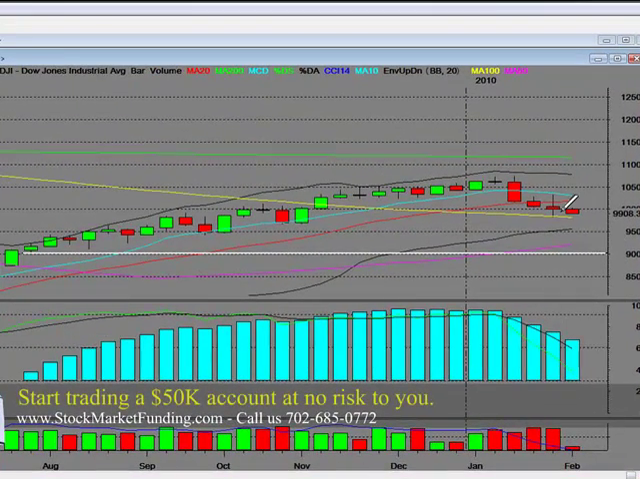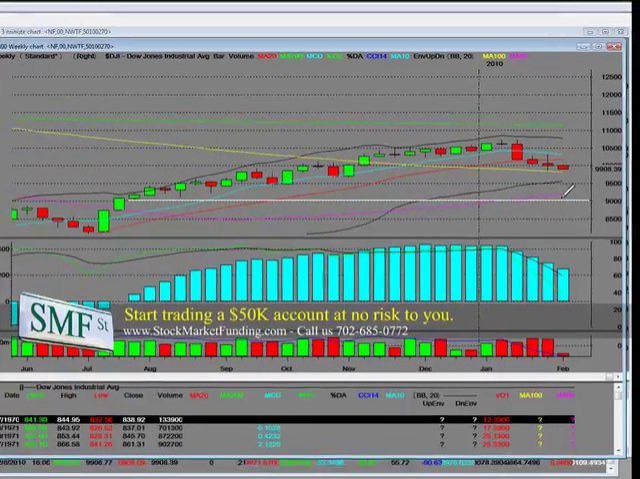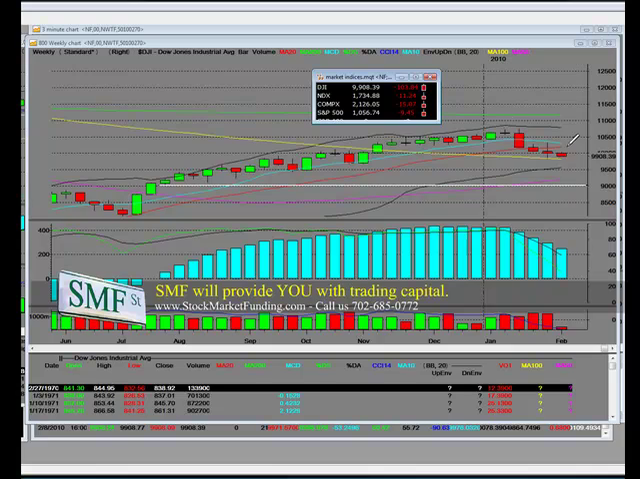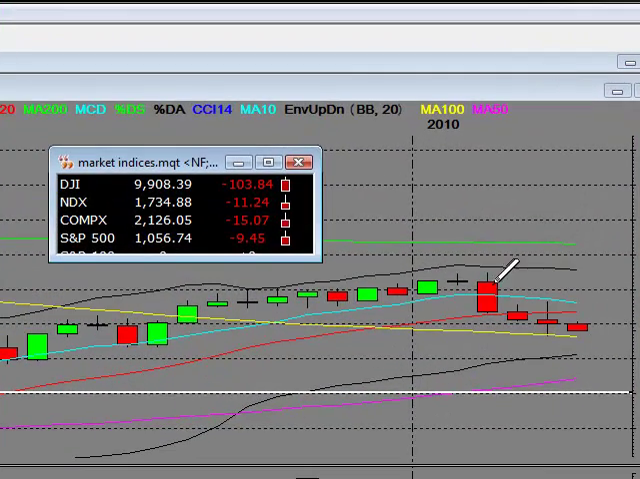That's about another 900 points lower. There it is. We are in a weekly bear reversal trend.